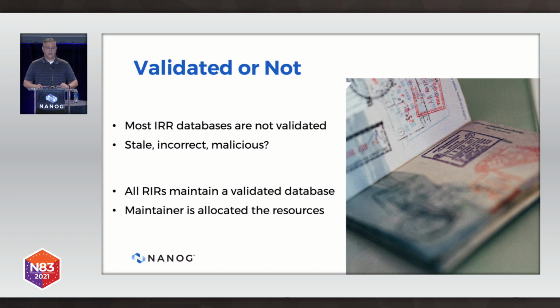There's nothing stopping an individual from creating a record in a third-party database and claiming a prefix should be coming from their ASN. There's no way to restrict that. Let me give you an analogy.